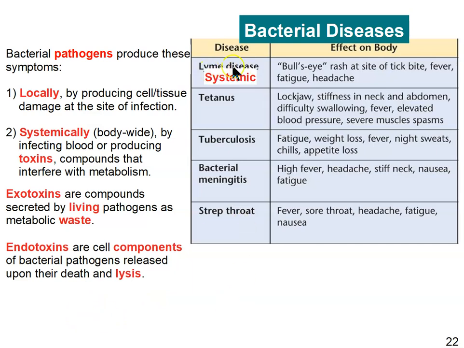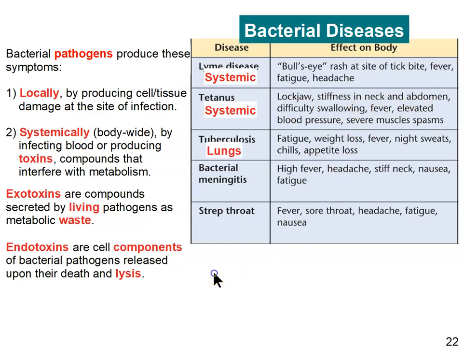So when it comes to these diseases, Lyme disease is basically systemic. It starts off in the skin, but the toxins, at least the toxins, if not the organisms themselves, travel throughout your body and cause the infection. Tetanus, same thing. The infection starts out localized, but the organisms themselves and definitely their toxins will travel throughout your blood and your body and cause these symptoms.